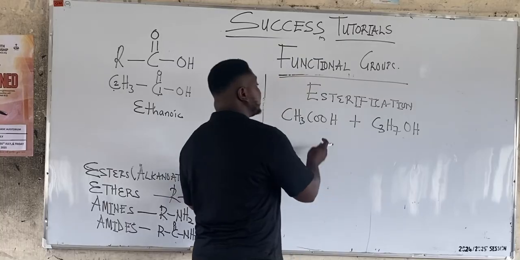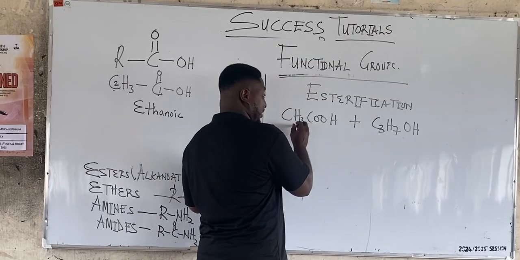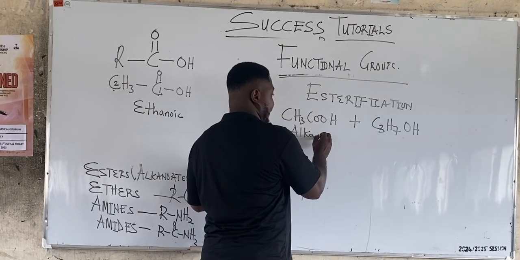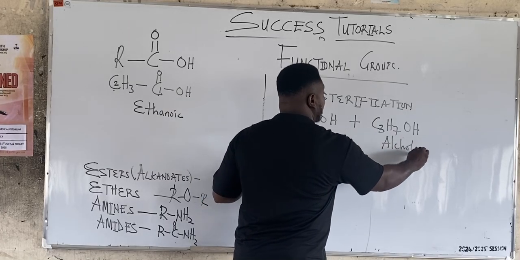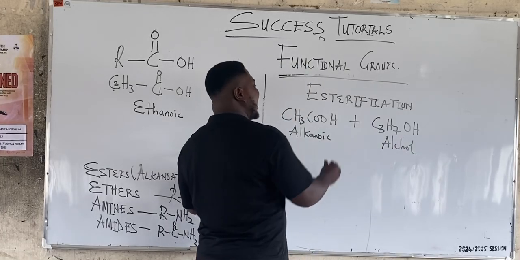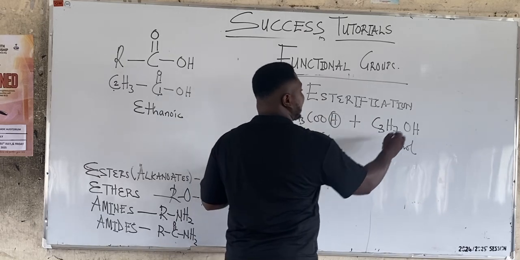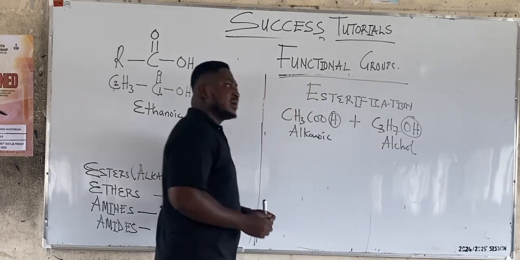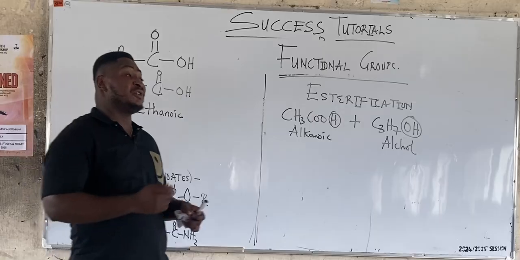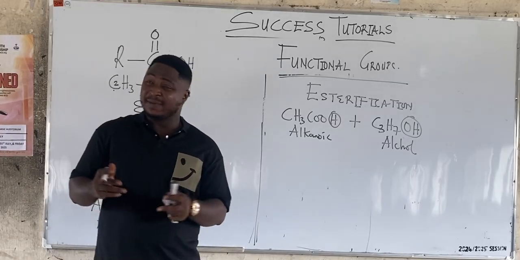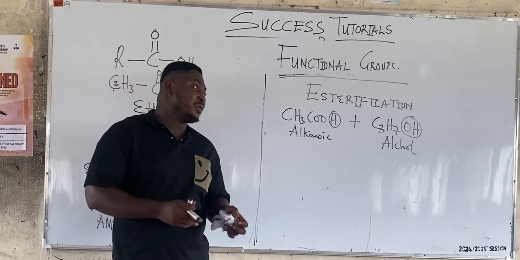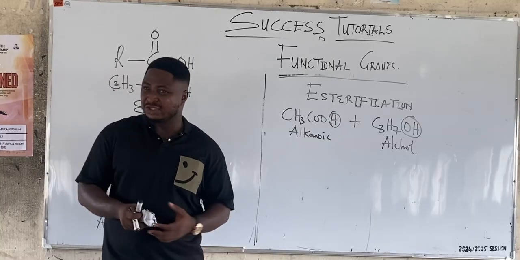Class, during the reaction between alkanoic acid and alcohol, this is an alkanoic acid, and this is an alcohol. The alkanoic acid will lose hydrogen and the alcohol will lose OH. Class, this is almost a replication of the neutralization reaction that occurs in inorganic chemistry, when acid and base react to form salt and water. So we usually call esterification organic neutralization.